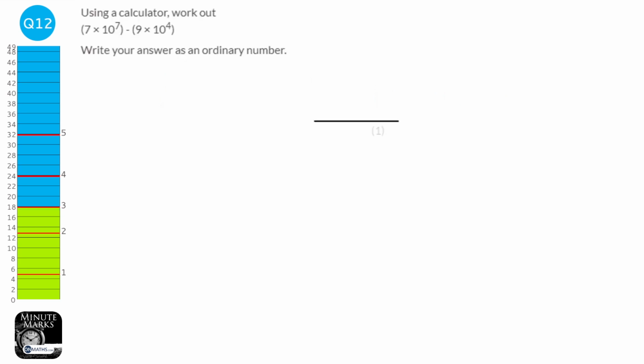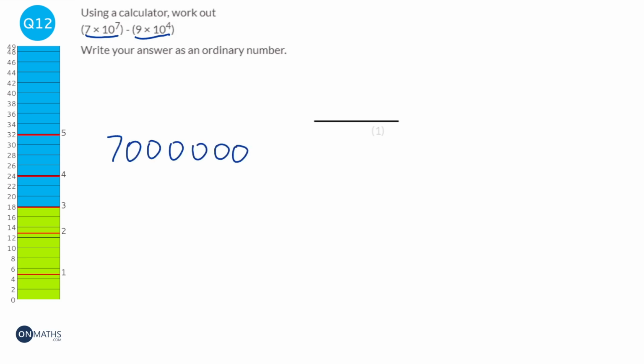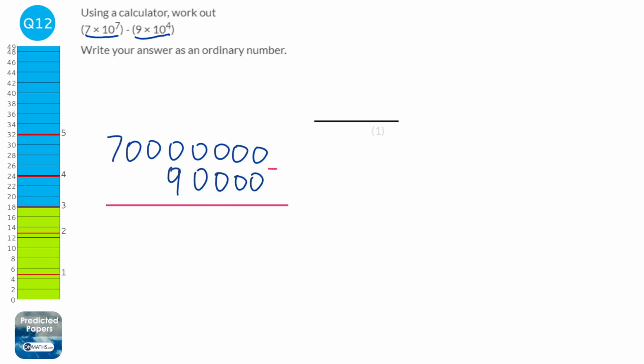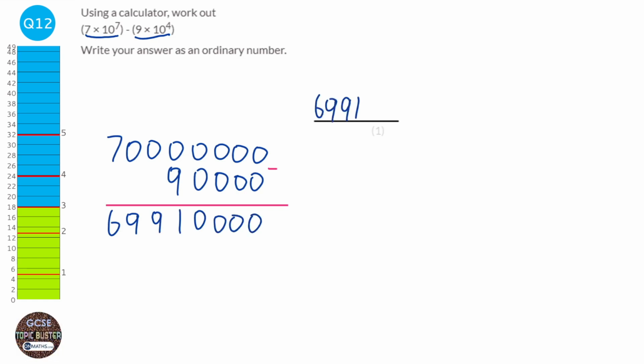So the only way of answering this question is to work out what these are as ordinary numbers. And so 7 times 10 to the power of 7 would be 7, 1, 2, 3, 4, 5, 6, 7. And 9 times 10 to the power of 4 would be 90,000. So that would be 9, 0, 0, 0, 0. And so we're just subtracting them like that, and so we'll get 6991000. And obviously if this is on the calculator paper, just type it into your calculator.